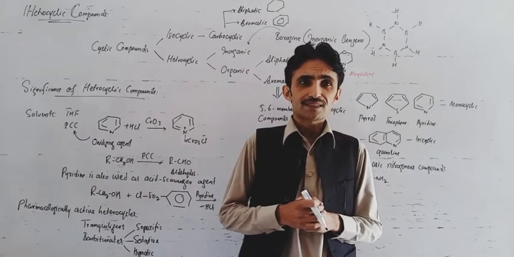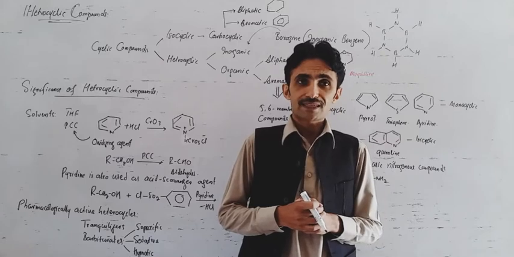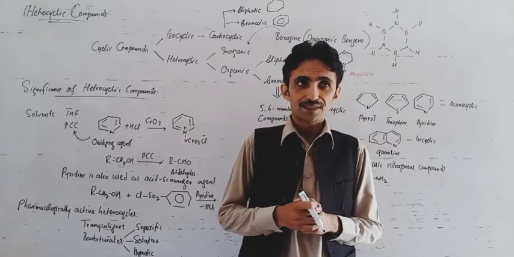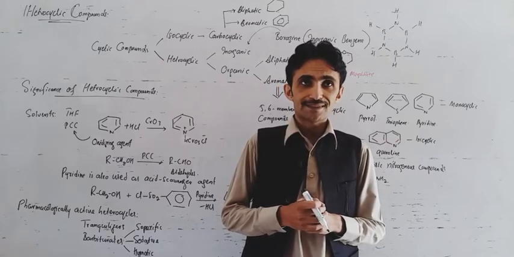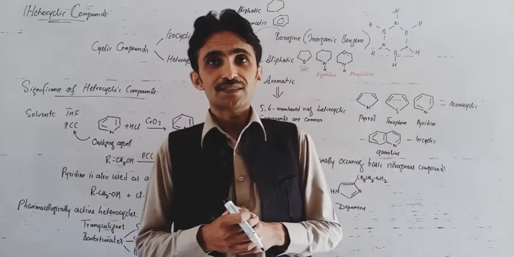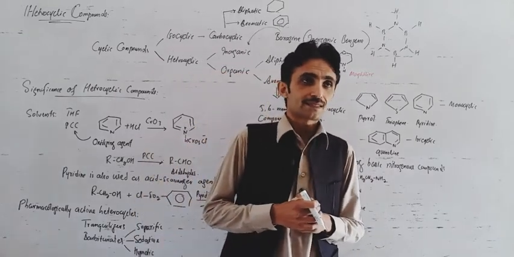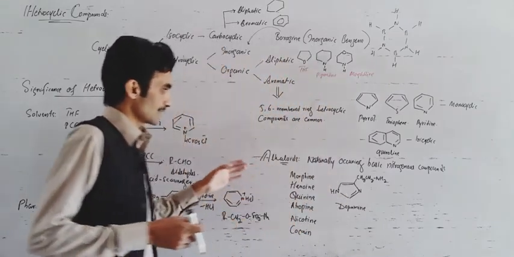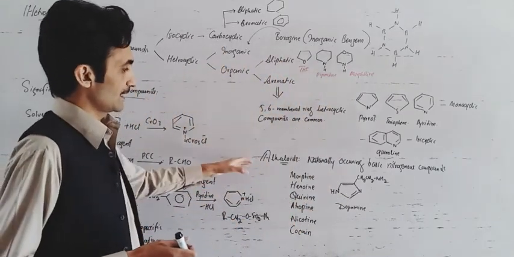Alkaloids are basically basic nitrogenous compounds, in which one of the identities of an alkaloid is the presence of a basic nitrogen atom as a characteristic feature. So we have given some important examples of alkaloids.